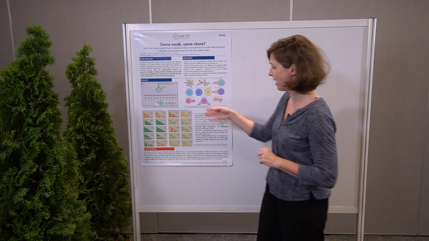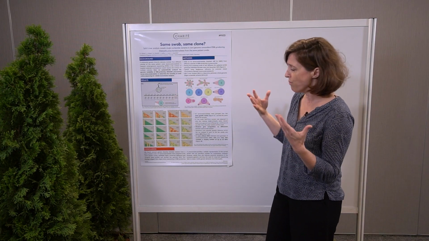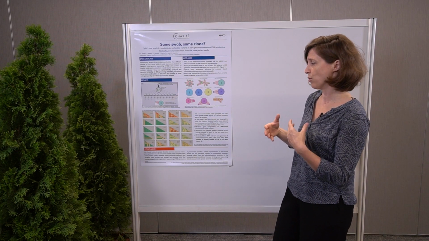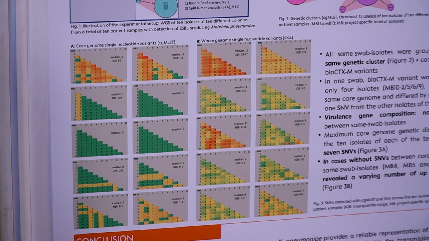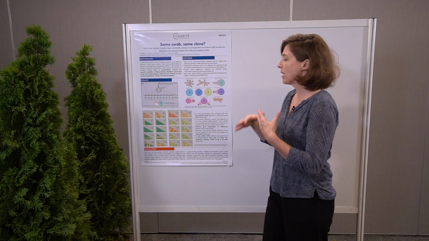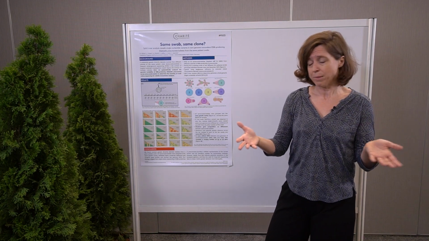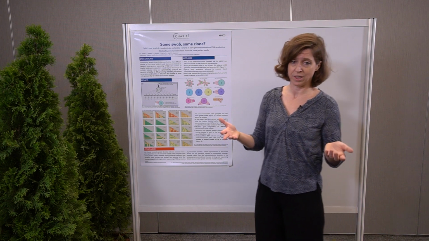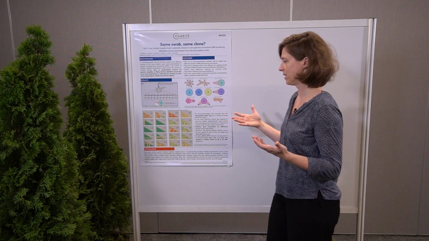And as you can see on the left-hand side, the overall number of SNVs in the core genome was very low, with a maximum of 7 SNVs in the core genome, as opposed to the whole genome SNVs on the right-hand side of the heat maps, where you can see an overall larger number of SNVs, which might be expected because it's a larger part of the genome.